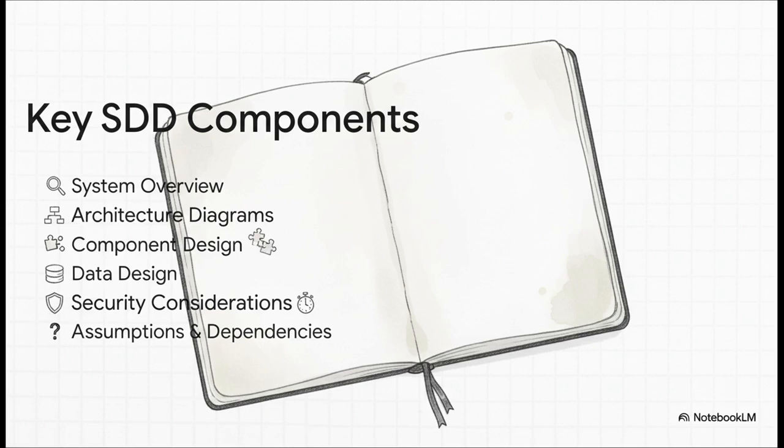Then you zoom in on the design for each component, and for your data, that's where things like ER diagrams come in. You've got to define your interfaces, like APIs, and think about critical stuff like security and performance. And finally, be honest about any assumptions or dependencies you have.